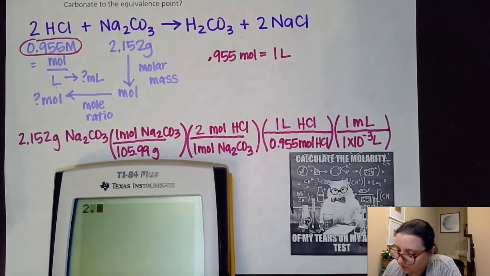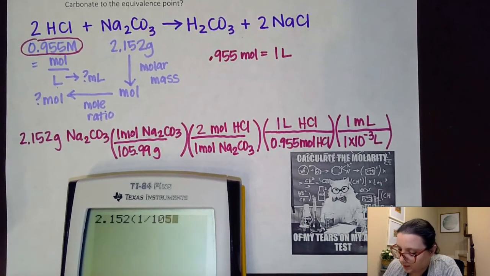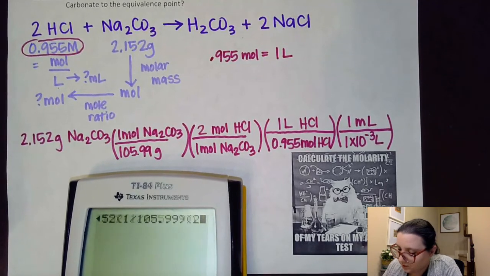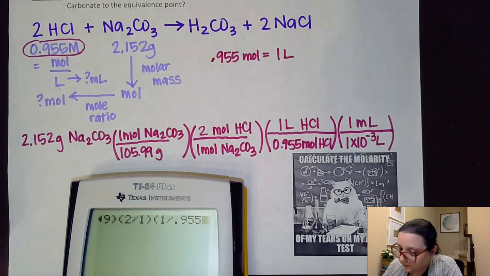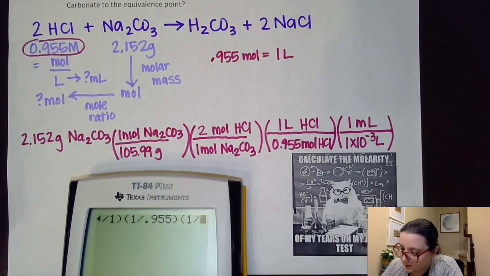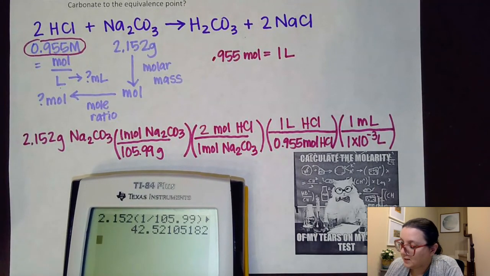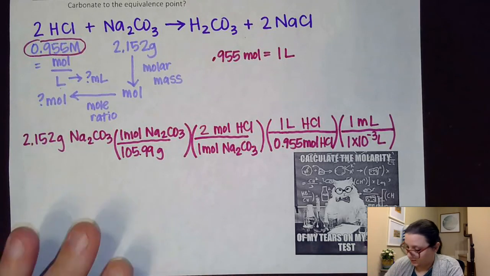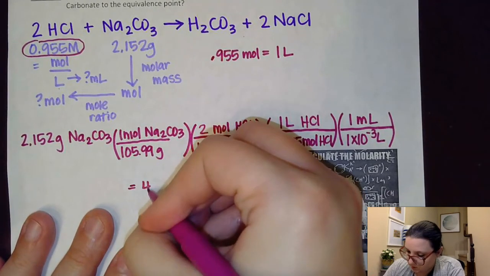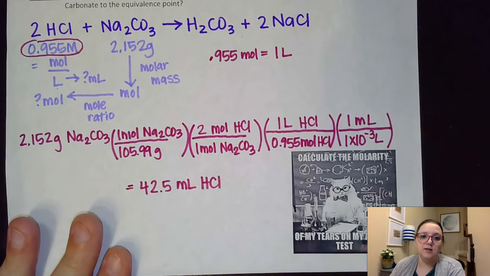So I have 2.152, open parentheses, 1 over 105.99. Then I have 2 over 1. Then I had 1 over 0.955. And then I had 1 over 1 E -3. Hit enter, and I see that gets me 42.5 milliliters. And actually, let's see here. I need 3 sig figs because the 0.955 only had 3 sig figs. So I'm going to show 42.5 milliliters of HCl that I would have needed in that reaction.